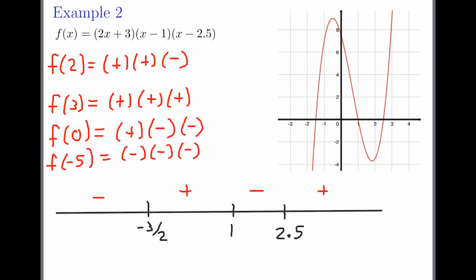It's also worth pointing out that this point up here, that's called the y-intercept, that would be pretty easy to find. It's f of 0. And if you figure out what f of 0 is, that ends up being 3 times negative 1 times negative 2.5. So that's 7.5. That would have been a little bit easier to figure out if it had been written in standard form, but it's still not too hard.